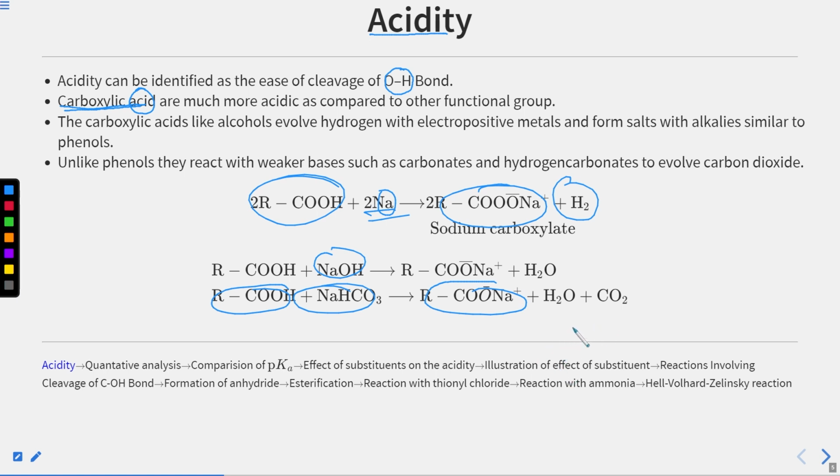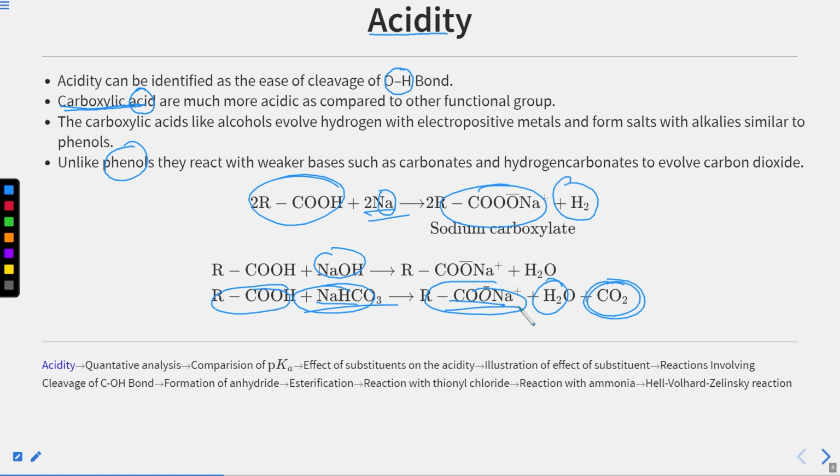So it indicates that although the base is weaker, since the acid is strong, it still reacts with your base to give the corresponding salt, water and carbon dioxide. But if we compare the same thing with phenol, then phenol does not react with NaHCO3. So with the help of this reaction, you can distinguish your phenol and your carboxylic acid. If you react phenol with sodium bicarbonate, you will see that there is no reaction because phenol is not acidic enough. But carboxylic acid reacts with NaHCO3, which releases H2O plus CO2 and the carboxylate salt. Clear? So this was about the acidic nature of carboxylic acid in comparison with other functional groups.